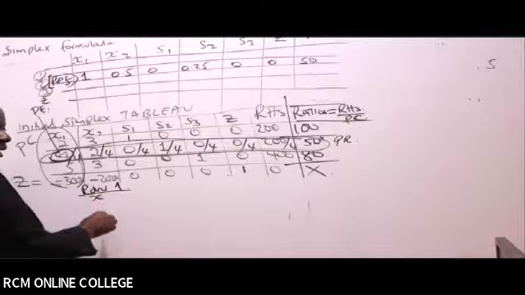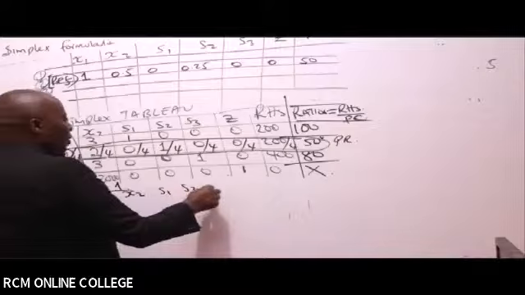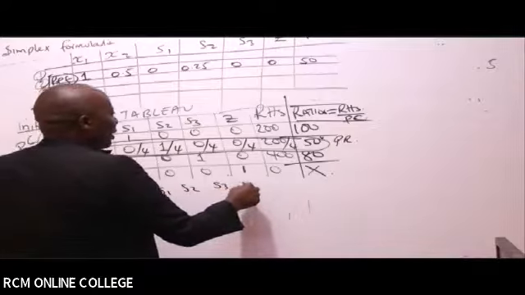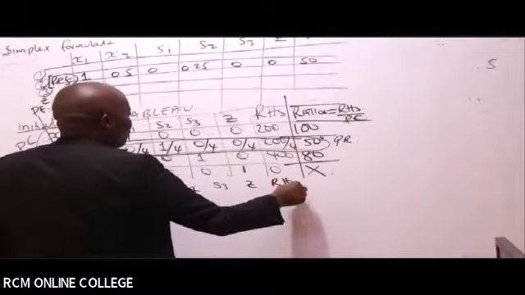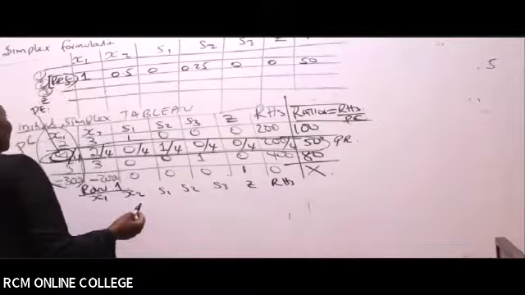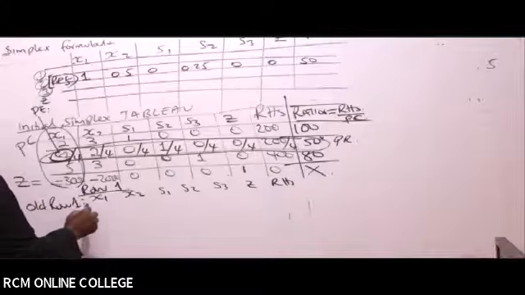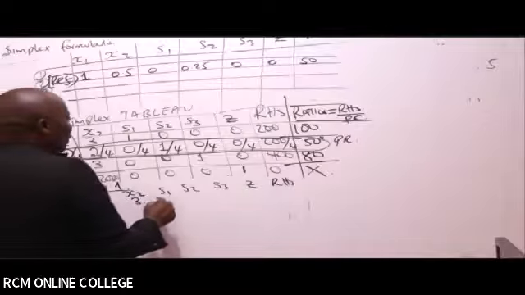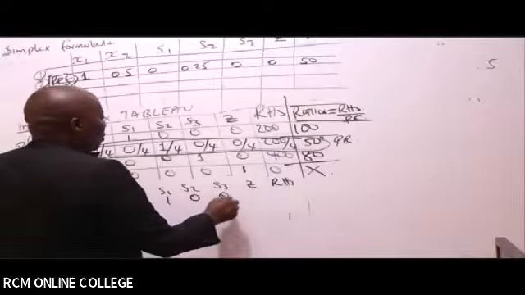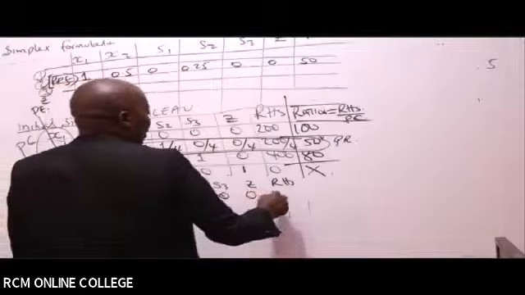Of course we have here x1, x2, s1, s2, s3. Then we have z if you wish. Then we have in this case here the right hand side. If you wish, you can write them. So you take the old row 1. So the old row 1, what do we have here? We have 2. We have 3. We have 1, 0, 0, 0. And then we have 200.